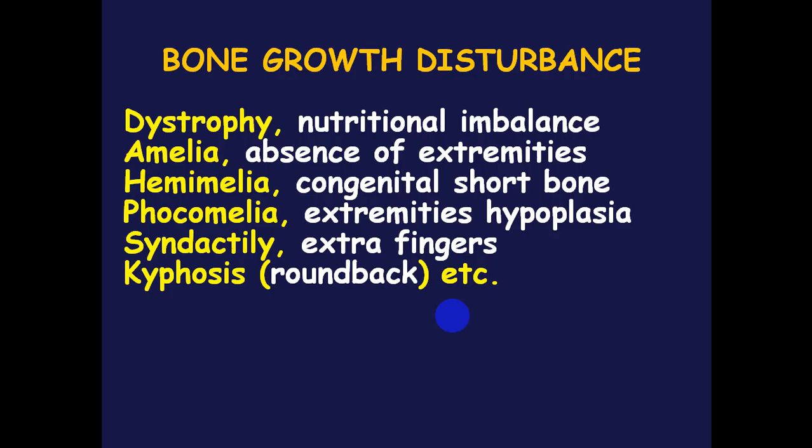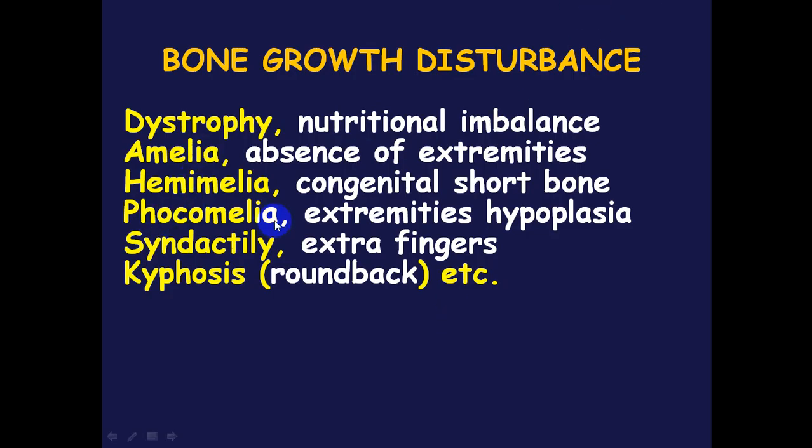And then there is also hemimelia. Hemimelia means a congenital short bone. For this hemimelia, the long bones are just absent. However, the upper part of the bone, meaning the metaphysis, still appears. However, the long part, or diaphysis, is absent. And then there are also other types of bone growth disturbance which are more severe.